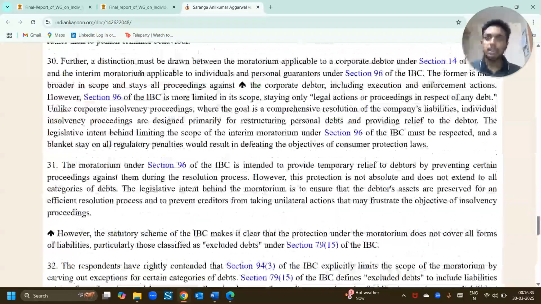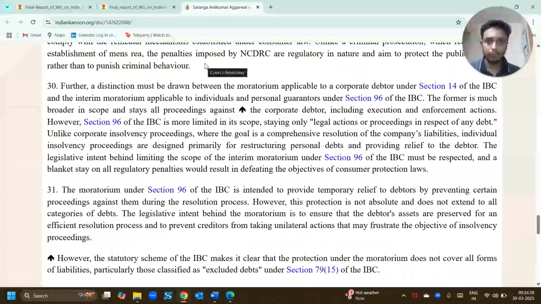A distinction must be drawn between the moratorium period applicable to a corporate debtor under section 14 of the IBC and the interim moratorium applicable to individuals and PGs under section 96 of the IBC. The former, which is section 14, is much broader in scope and states all proceedings against the CD, including execution and enforcement actions. However, section 96 of the IBC is more limited in its scope, staying only legal actions or proceedings in respect of any debt, right?